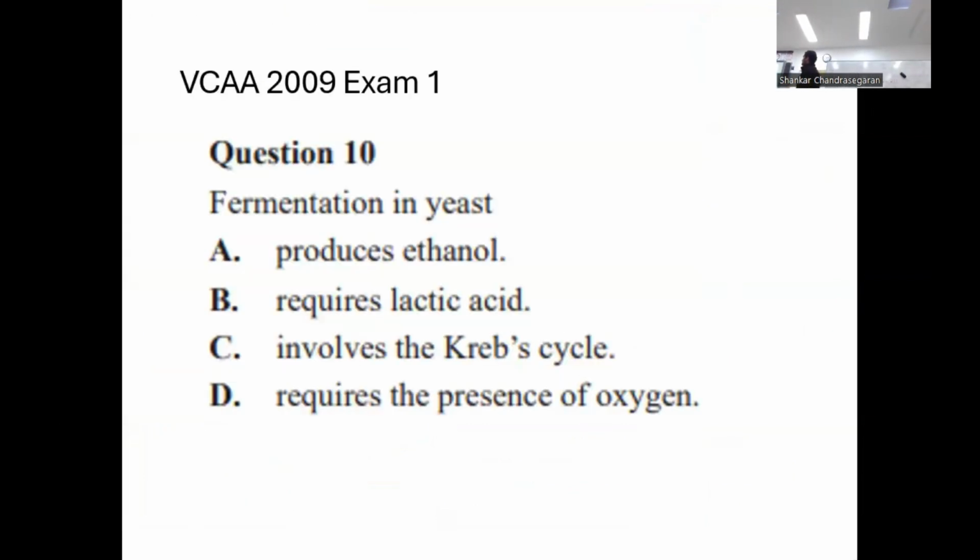So let's look at this question. Fermentation in yeast, what does it produce? A, it produces ethanol. Well done. Because the keyword here is yeast, right? And we know plant cells and yeast cells, they make ethanol. They do not make lactic acid, so they don't even require it. They do not undertake the Krebs cycle because anaerobic respiration does not even come near the Krebs cycle. And lastly, the whole point of anaerobic is that it does not require oxygen, right? Moving on.